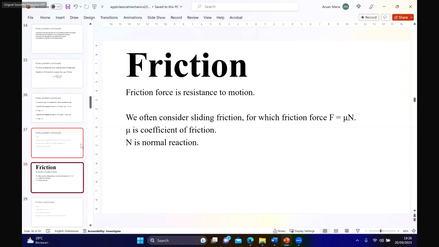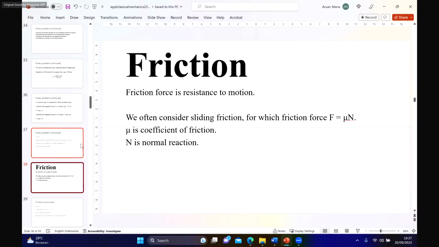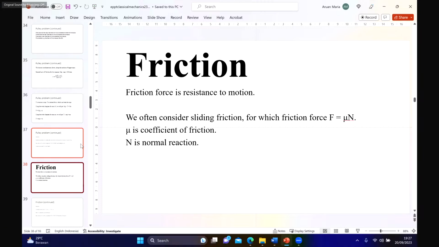Okay, so the next topic will be friction. Remember, before we also always said no friction, no resistance. This time we'll look at friction force. Friction is usually the resistance when bodies slide against each other. So we often consider sliding friction, for which friction force F is equal to some friction coefficient mu times N, which is the normal reaction. Usually it is equal to the weight of the body according to the third law of Newton.